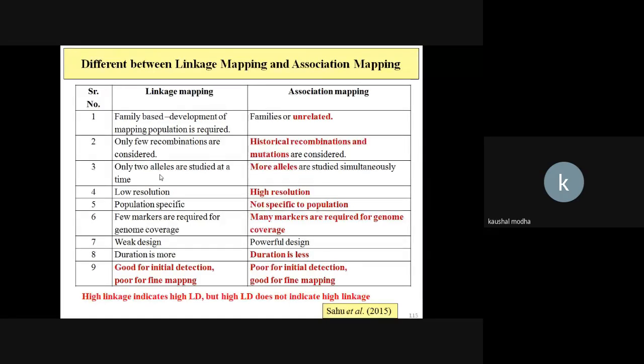With few markers, you can utilize real-time recombination and you may get loosely linked marker to the gene of interest. It's very good for initial detection, but it is very poor for fine mapping because of low number of recombination events. Association mapping is very poor for initial detection because there are chances of false positives due to population structure and genetic relationships. But it is very good for fine mapping. So both have advantages and disadvantages.